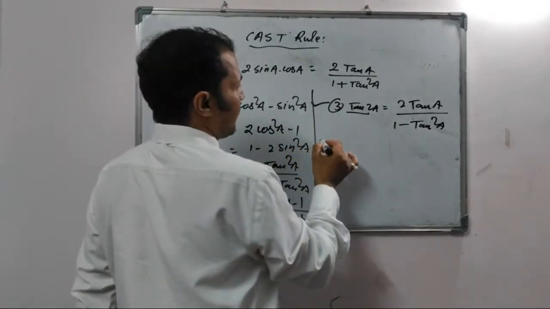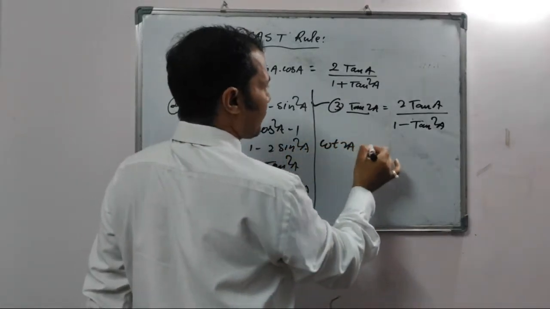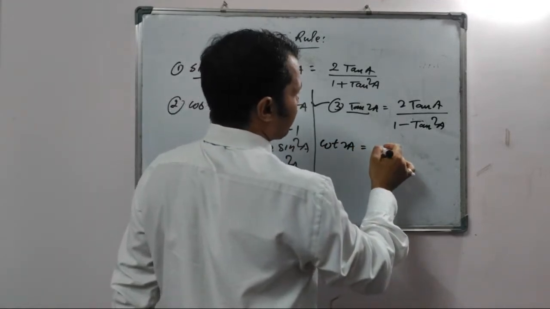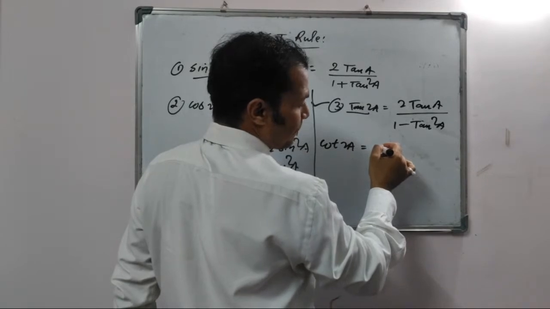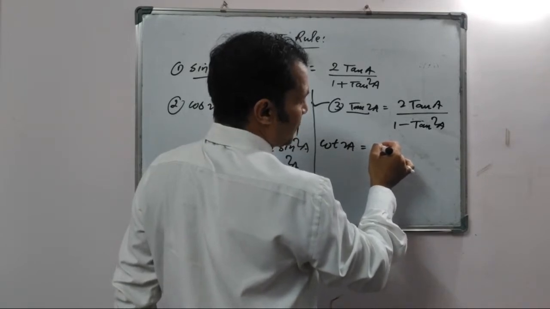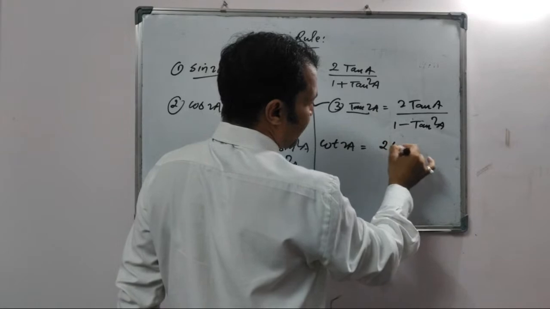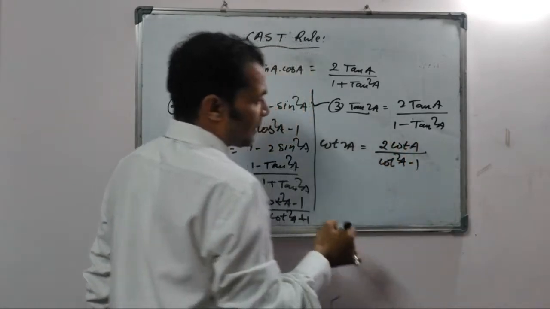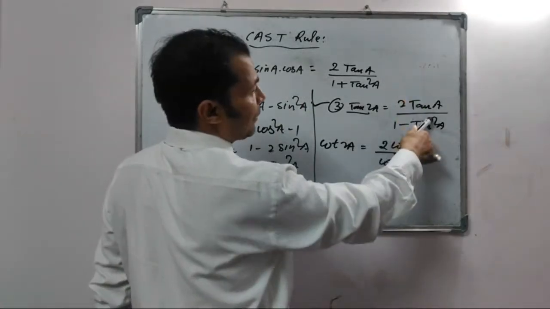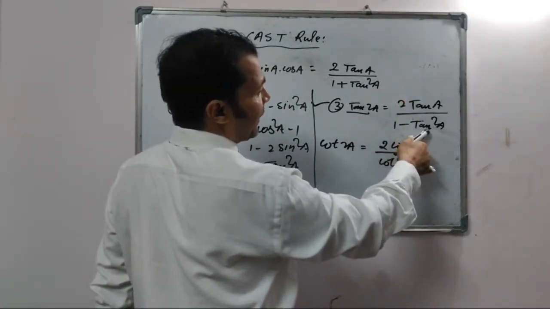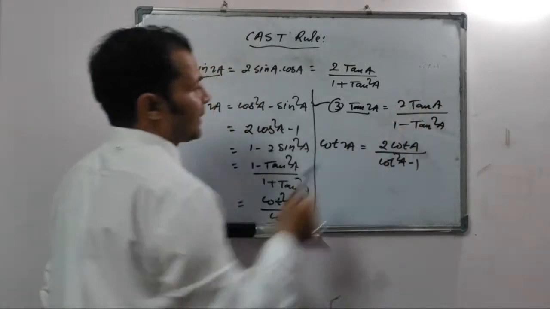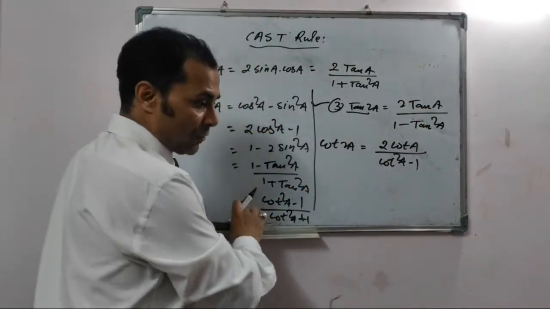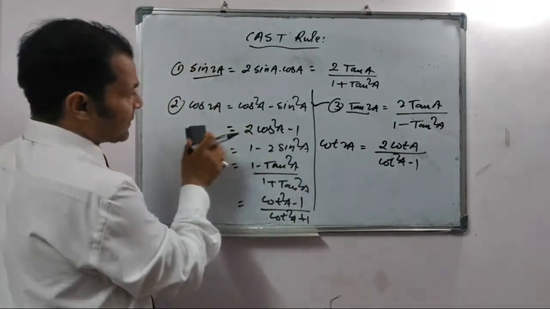After this, cot 2a. Anyone knows the formula of cot 2a? What would the formula of cot 2a be? Guys, anyone? Can anyone tell? 2 cot a by cot square a minus 1. Is that correct or no? Just change this tan to 1 by cot in the tan formula, so cot square will go up and you will get it. Alright. So, after this, I will go for the formula of triple angles.